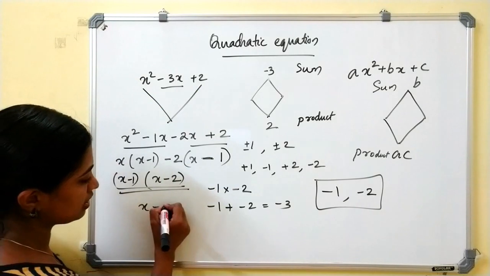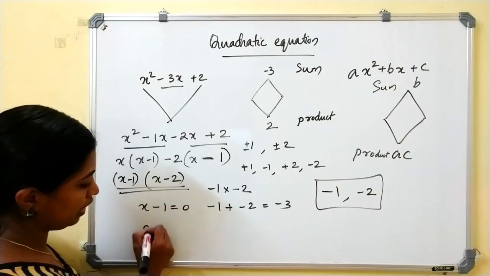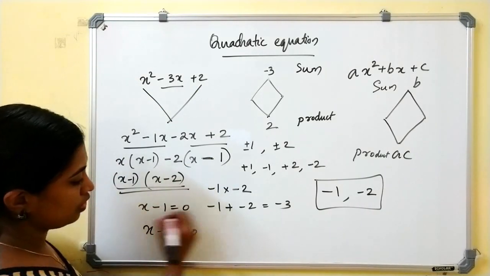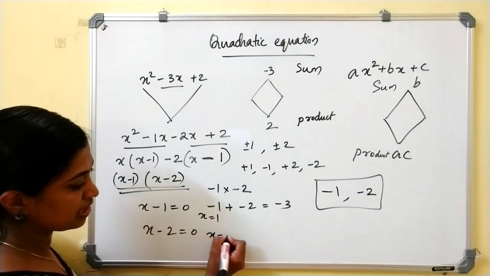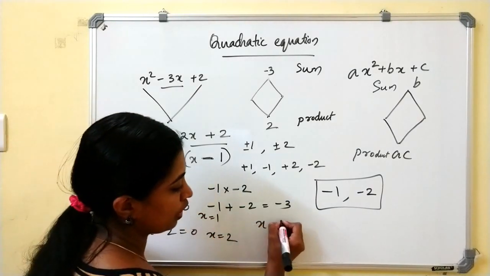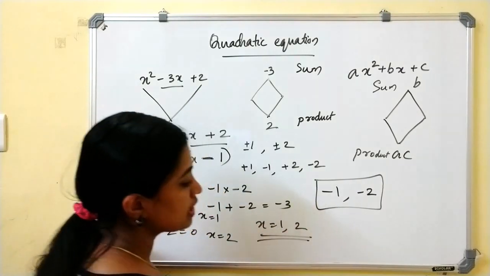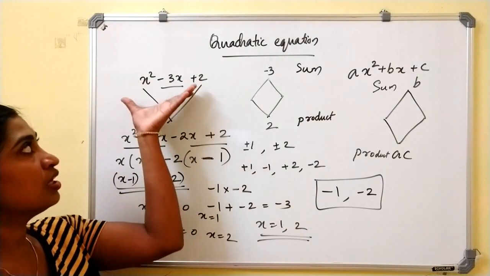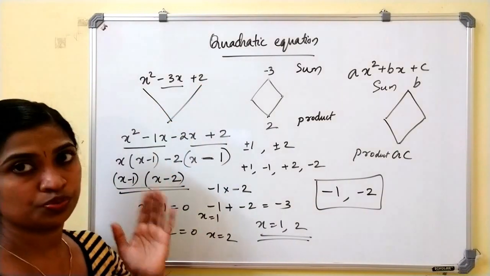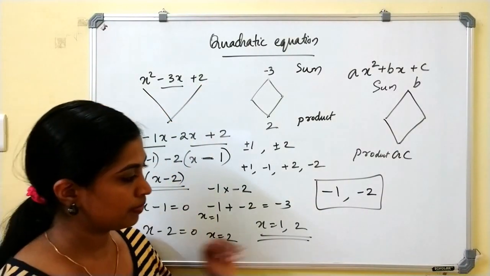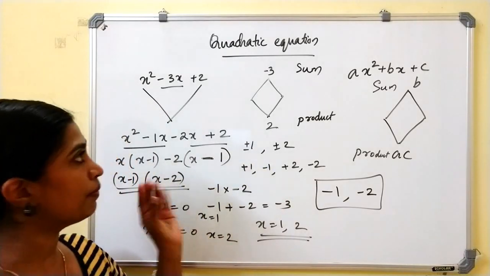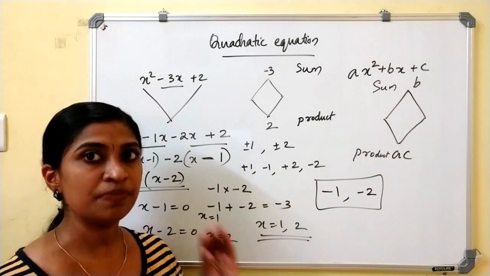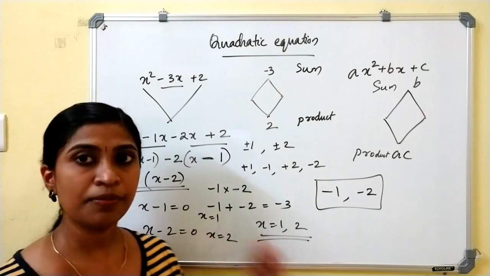If you are equating this, x minus 1 is equal to 0 and x minus 2 is equal to 0, then in the first case we will get x is equal to 1, and in the second case x is equal to 2. So x is equal to 1 and 2 are the roots or zeros of the equation x square minus 3x plus 2. Okay. Now let us learn something which is very important, and questions are asked from this section. It is very important to learn this.